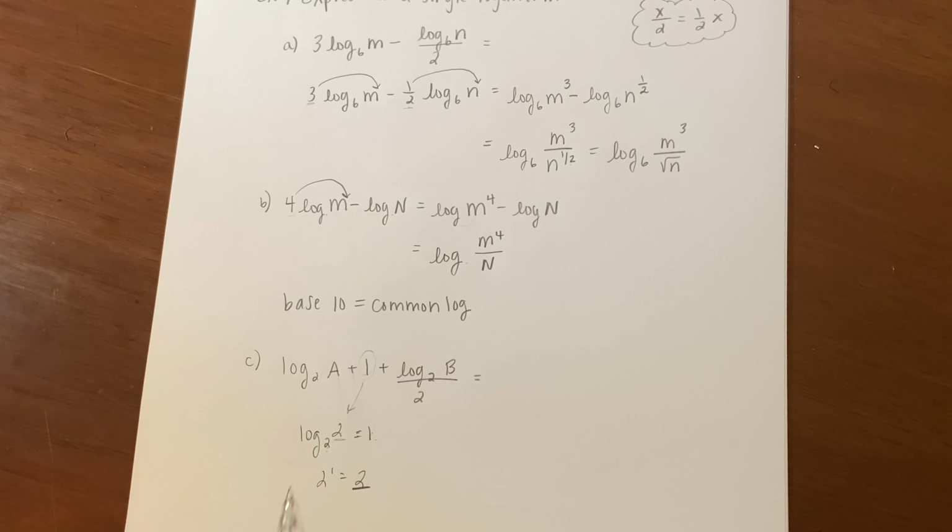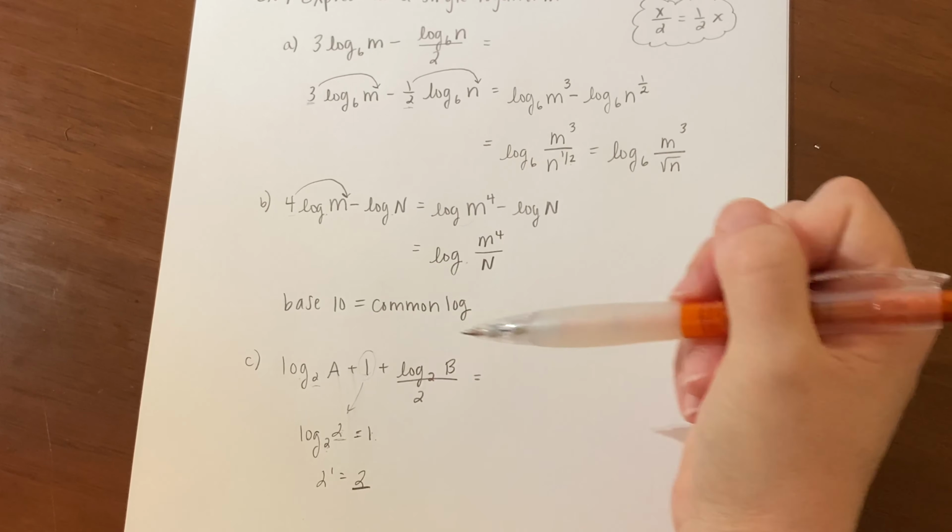That's true for any log. So log base 3 of 3 would equal 1. Log base 9 of 9 would equal 1. Log base a of a would equal 1. So anytime you have a 1 sneaking in, you just rewrite it as log base, whatever base your problem is, and then make it of that same number. So that's how we're going to treat the 1.